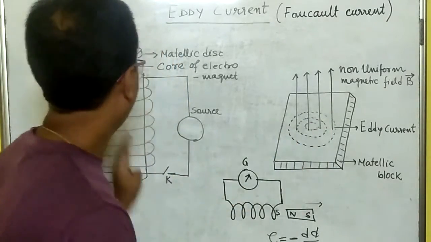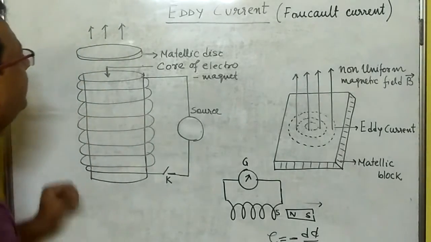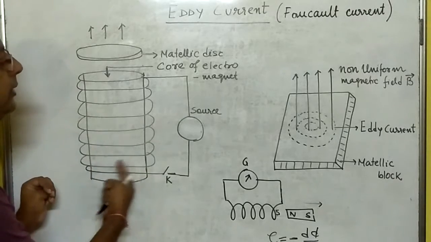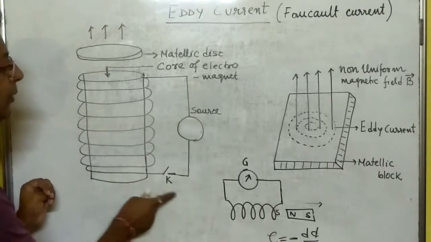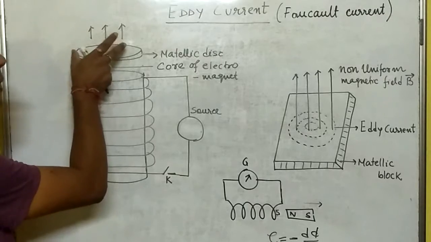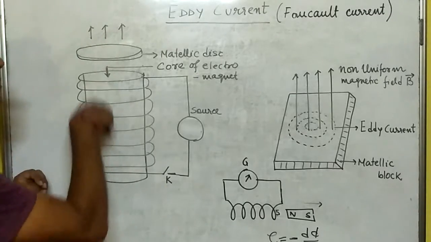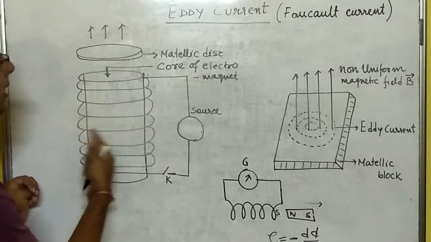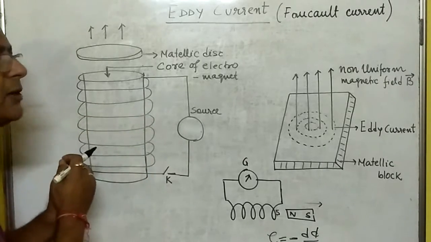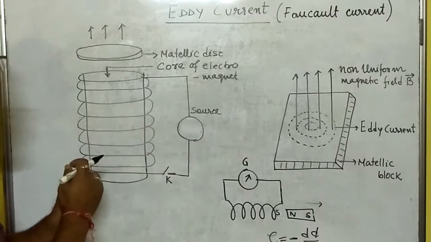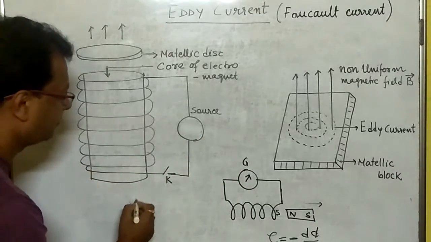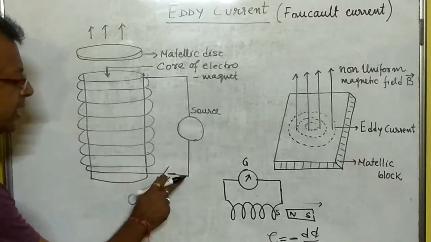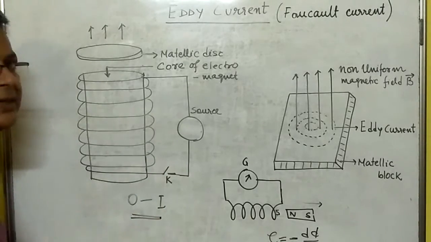To understand this, let us come here. Now, this is a very good example. This is a coil or a solenoid. This is a source of current with a key, and a metallic disc is placed over the coil. Now, if you pass the current in the coil, the current will first of all increase from say 0 to I. Initially there was no current. So when you switch on, the current will increase from 0 to I.